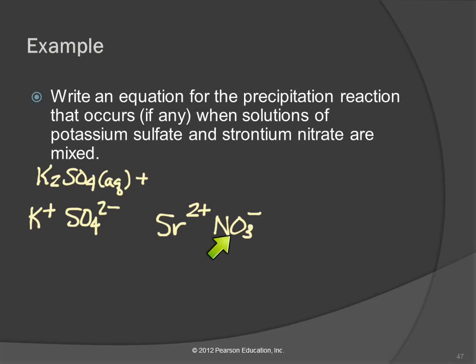And here we've got strontium and nitrate. Strontium's 2+, nitrate's -1. Again, they're not equal, and so we're going to need 2 of these guys to equal the charge on that one. So we're going to get Sr, and in parentheses, NO3, 2.